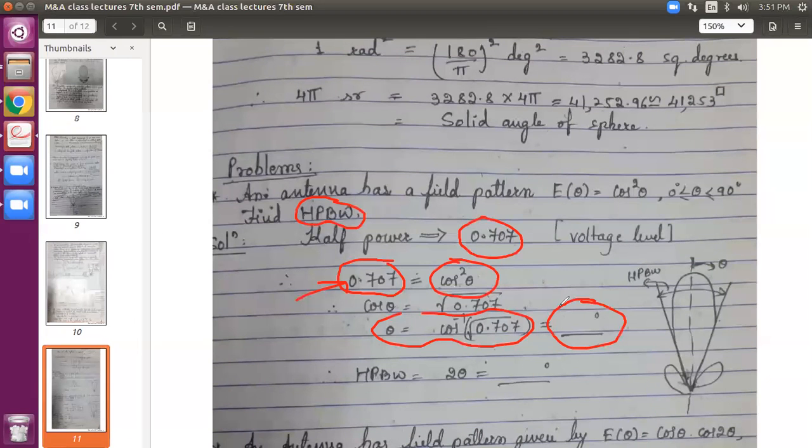Cos inverse of square root of 0.707 is 32.77. Approximately, can I take it as 33? Yes, 33 degrees. So this is equal to theta actually. But if you see below, I have written HPBW is 2 theta. Can anybody tell me why I have taken 2 theta? Just refer to the side figure and tell me.